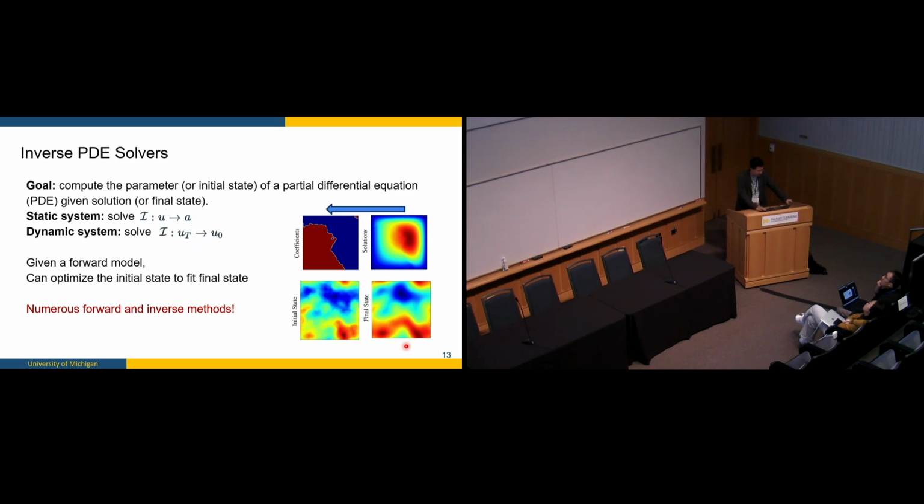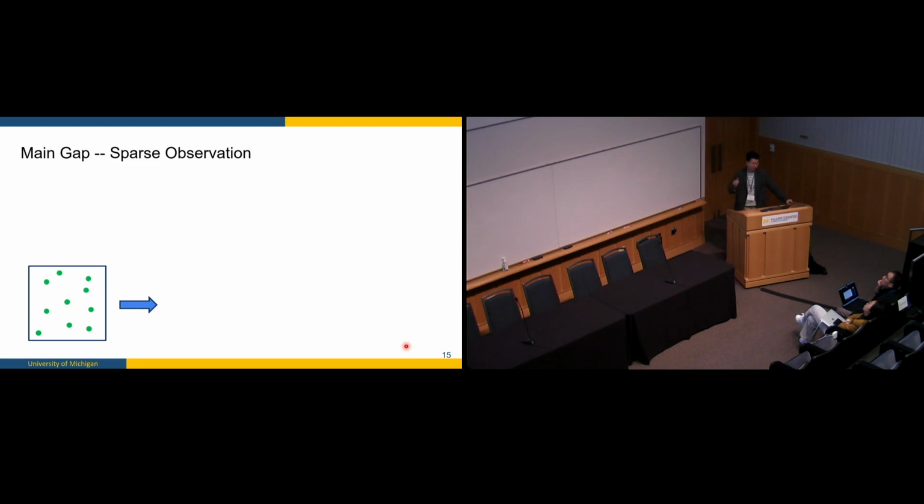Despite the fact that there are so many methods in the literature, there exists a significant gap, which is the partial observation nature of real-world signals. Existing methods, most of them, are designed to handle full observations. They assume that they have full observation of either the initial state or the final state. Hence, they cannot deal with sparse initial or coefficient observations. This is a pity because most real-world observations are sparse, and you're kind of stuck because most of the existing methods just cannot handle them.